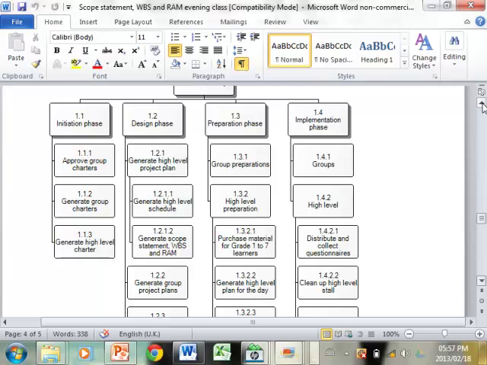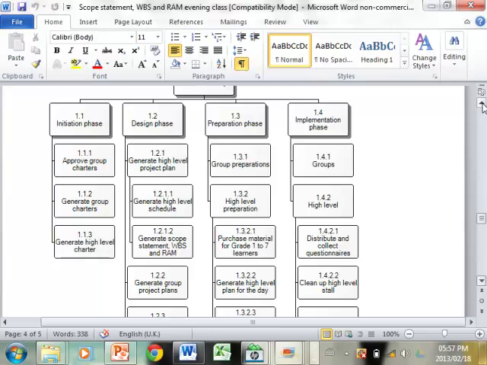Because this is what this is telling us: if we've done 1, 2, and 3, we have completed the initiation phase. And the numbers are important because 1.1 is the number for our initiation phase, and everything that is below it makes up the initiation phase.